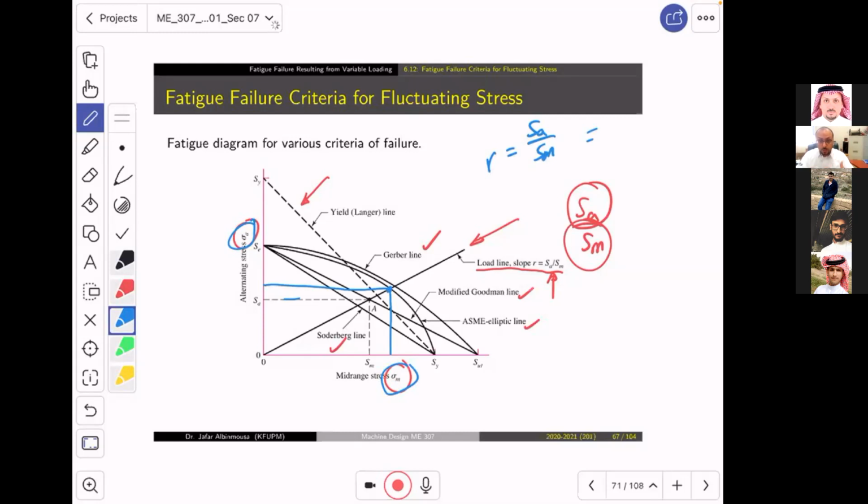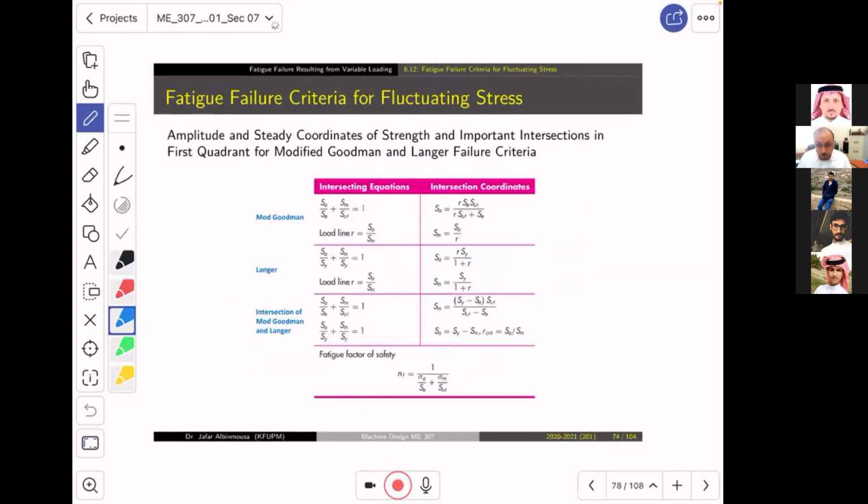Now, this is very nice because you will always determine, based on the intersection, where you are from each criterion. So this table, we have multiple tables between, for example, look, between Goodman and the load line. Look, what are the intersections between Goodman and the load line? It is SA, which is R SE multiplied by SUT divided by R SUT plus SE. And what is SM? It is SA over R.